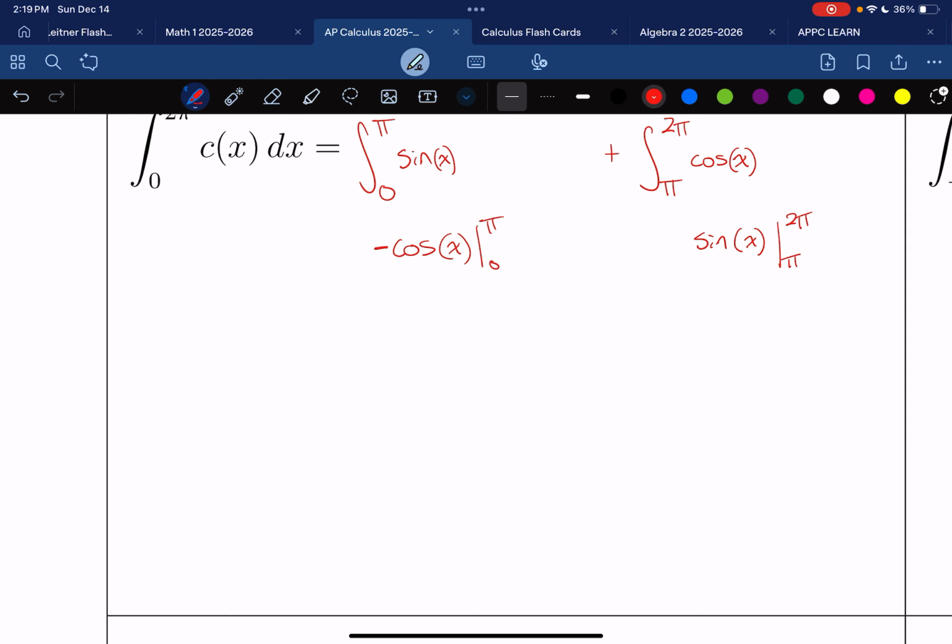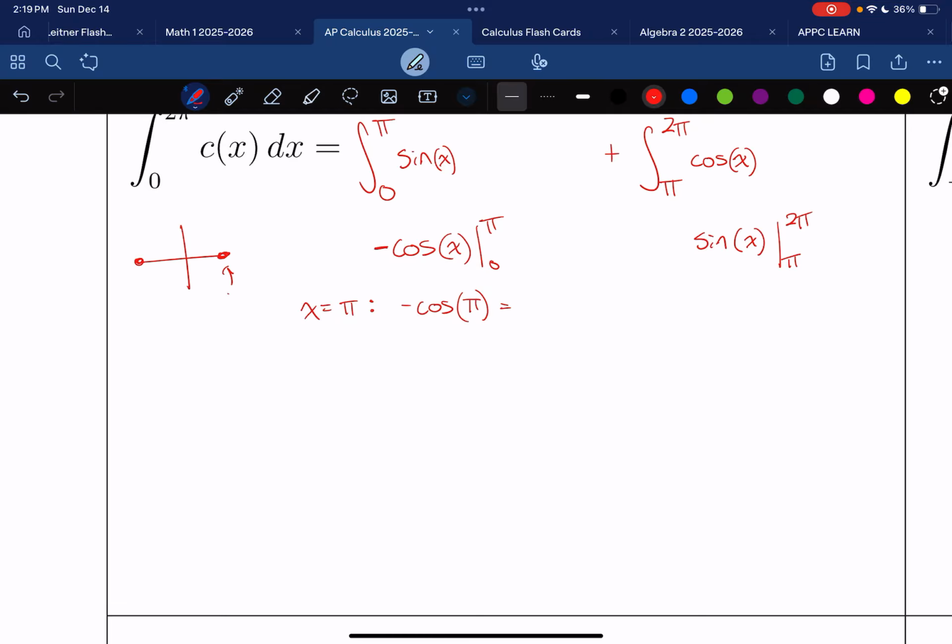All right, let's go ahead and plug those in. When x is equal to pi, what do we have? We have negative cosine of pi. Cosine of pi is -1. Again, I'll go ahead and draw out, I think I'll need these two spots here and here.